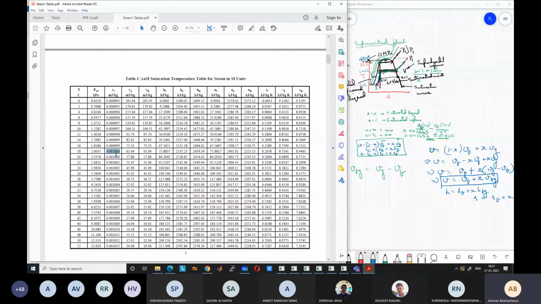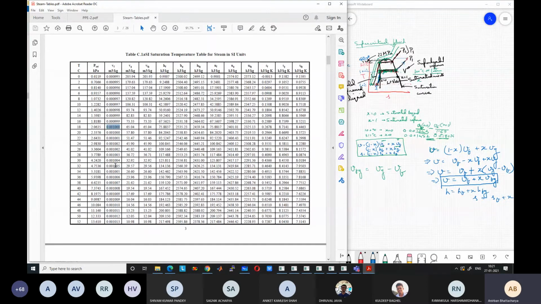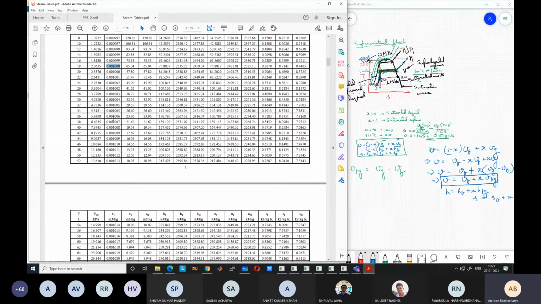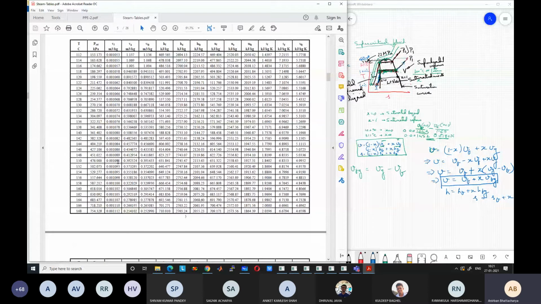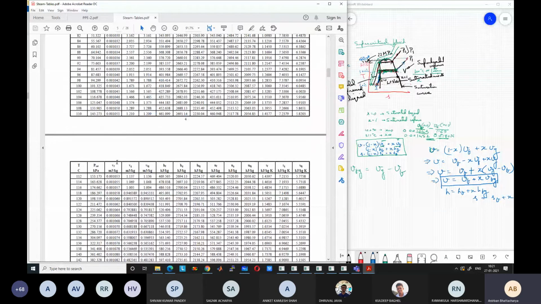What is the density of this? 1000 kg per meter cube, because it's only 1 by Vf. Density is 1 by Vf. So the density of this liquid is 1000, which we know is the density of water, 1000 kg per meter cube. So it is around that known value. It increases slightly and only towards the very high temperatures. Even at 150 degrees centigrade, it's around 0.001 only. It does not change much.